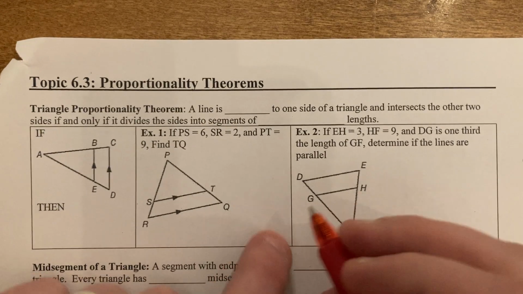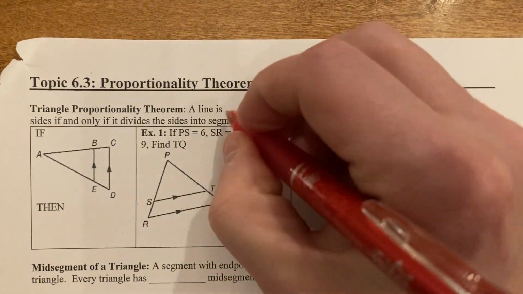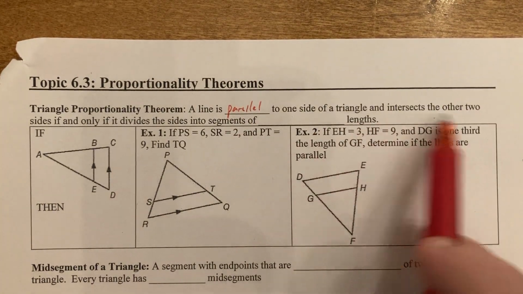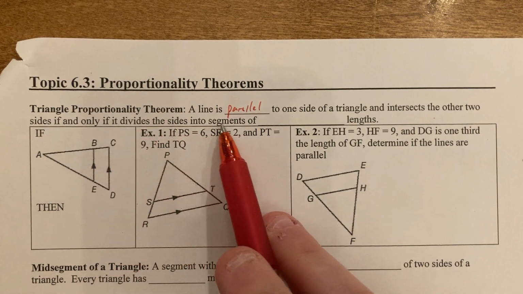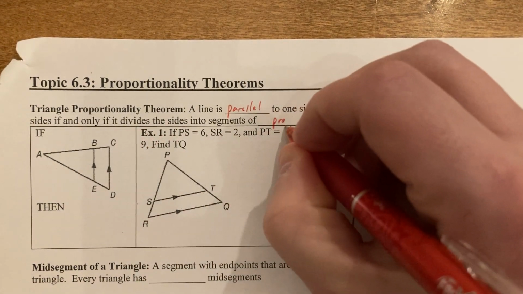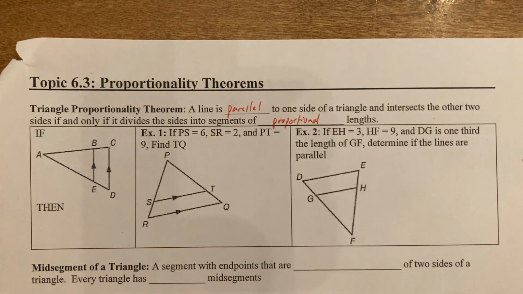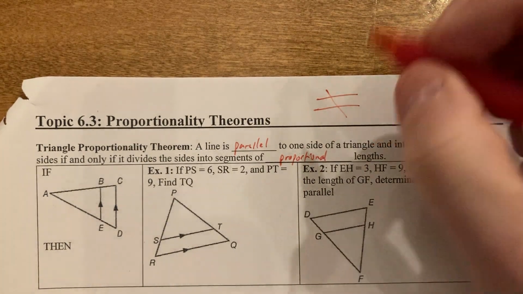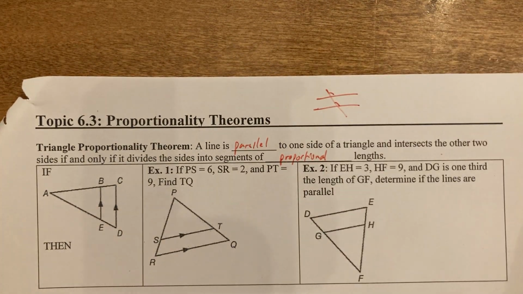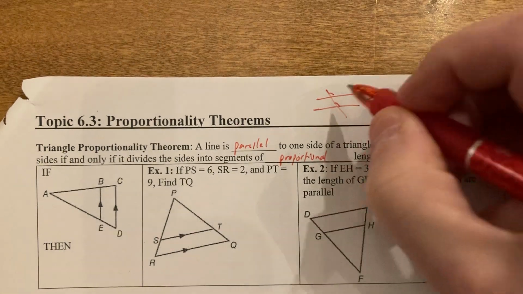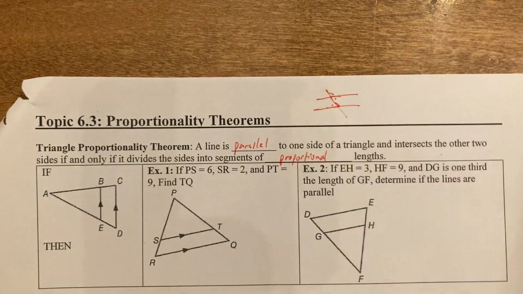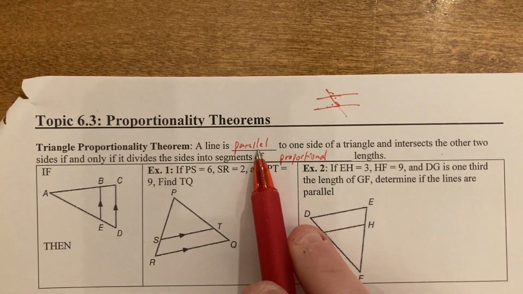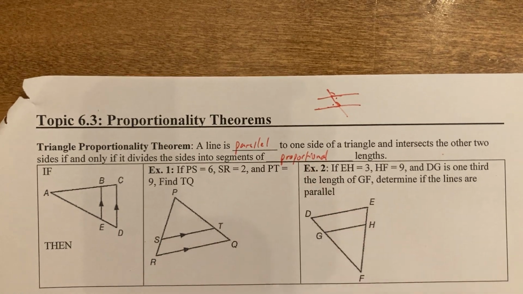Triangle proportionality theorem. A line is parallel to one side of a triangle and intersects the other two sides if and only if it divides the side into two segments of proportional lengths. So anytime you see parallel, you're looking for angles that are congruent. These two angles are congruent because they're called corresponding. You got the Z thing, remember the Z thing going on? Those two angles are congruent because they are alternate interior. And now when you see parallel, you also get proportional parts.